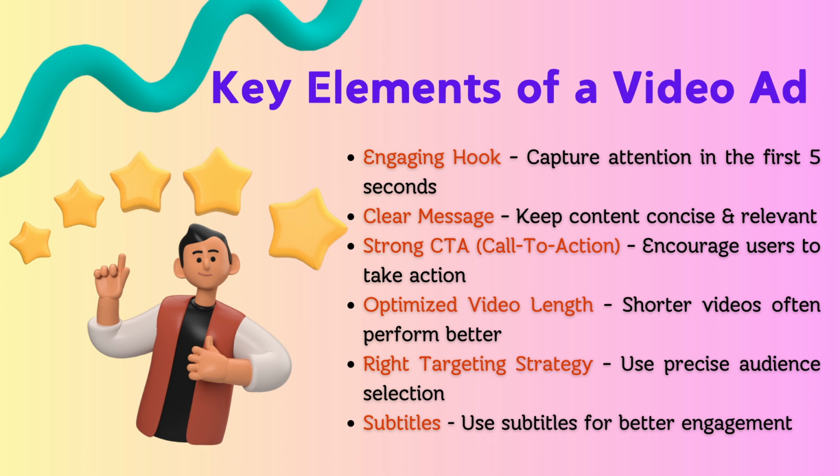Give a clear message. Keep content concise and relevant to the public. Give a strong call to action. Encourage users to take action. Give an optimized video length. Shorter videos often perform better. The 6 second bumper video is very useful. If you can create a 6 second video, you can optimize very much.